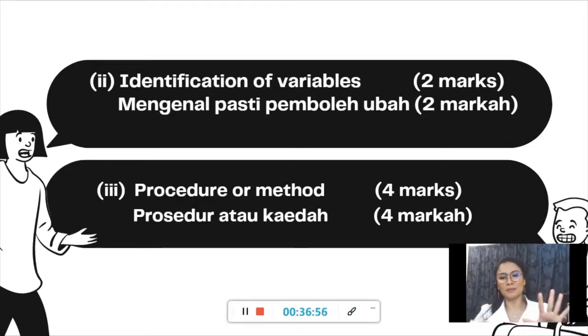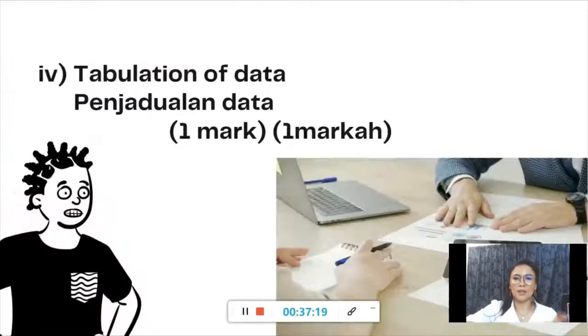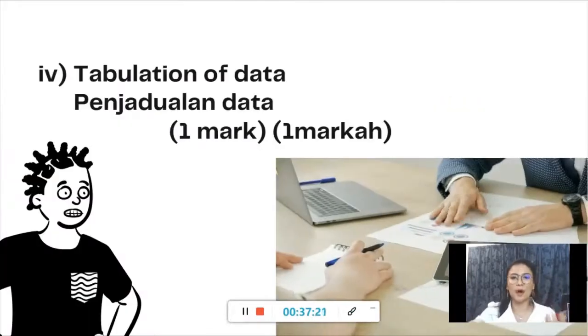Then the other 4 marks will come from your procedure. You will be requested to write out the procedure. So for the procedure part, include the setup of apparatus, the diagram itself, a functional diagram. Always make sure you label all the apparatus and the materials inside. Then the last one will be the tabulation of data.